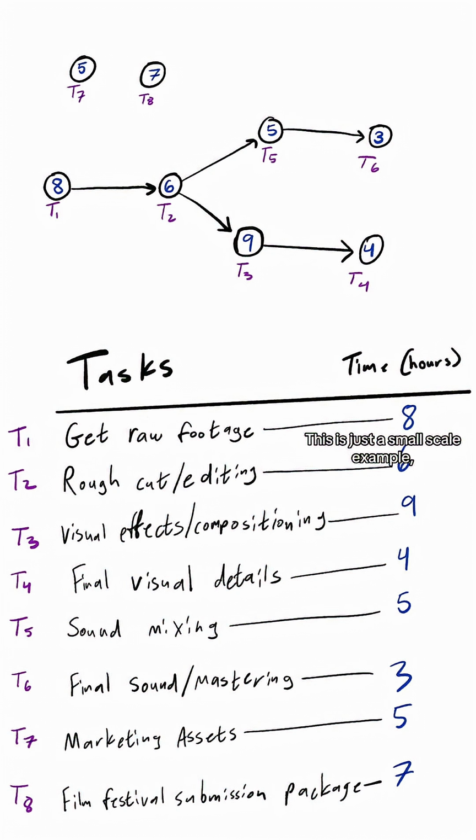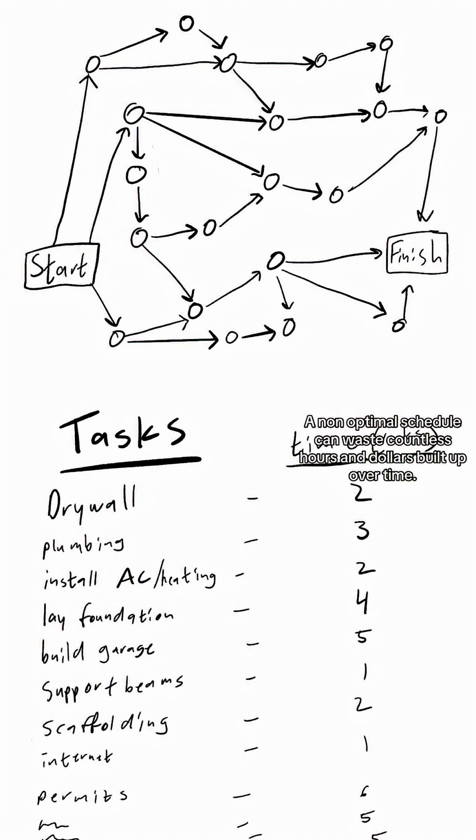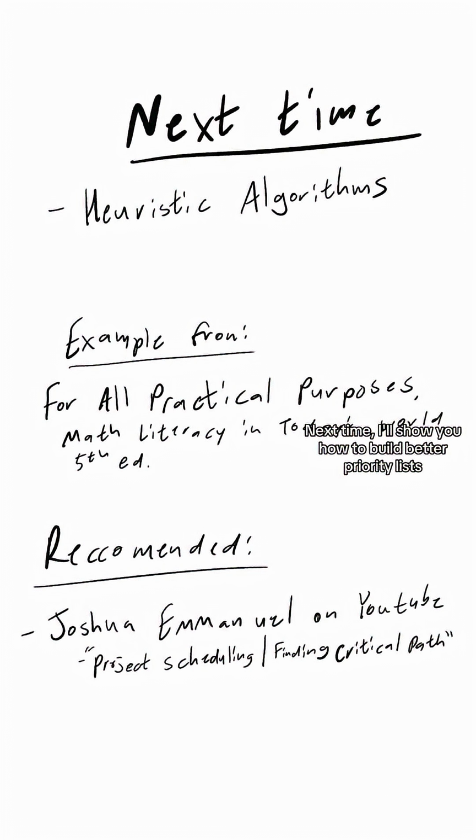This is just a small-scale example, but zoom out a bit. Construction companies, hospitals, and even airlines face hundreds of interconnected tasks. A non-optimal schedule can waste countless hours and dollars built up over time. Next time, I'll show you how to build better priority lists by finding the critical path and working backwards.